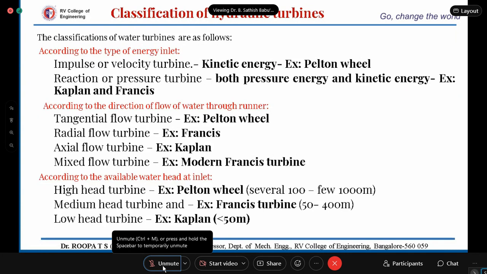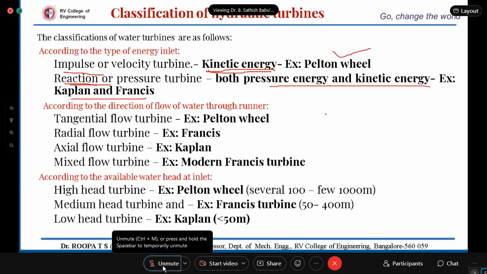So according to the type of energy at the inlet, we have impulse turbine and reaction turbine. So whether there is only kinetic energy, or both kinetic and pressure energy are involved at the inlet, depending upon that, we have impulse turbine and reaction turbine. If only the kinetic energy of the water is getting converted to mechanical energy, it is called an impulse turbine, and Pelton wheel is an example for that type of turbine. If both pressure energy and kinetic energy are involved at the inlet, then we say it is a reaction turbine. So Kaplan and Francis are the examples for that.